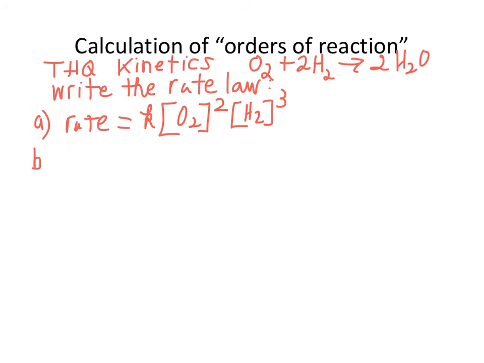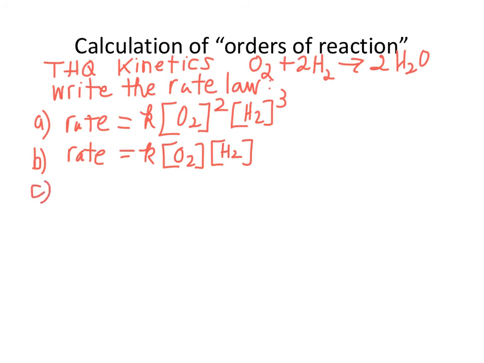So B on this take-home quiz says that the rate is first order, so rate again equals K, oxygen. The rate is first order with respect to both oxygen and hydrogen. So, sorry, H2. And so they're both first order, so we don't actually have to write them. It's understood that there's a 1 on each of these. Okay, so that's easy. Now, these are a little harder.